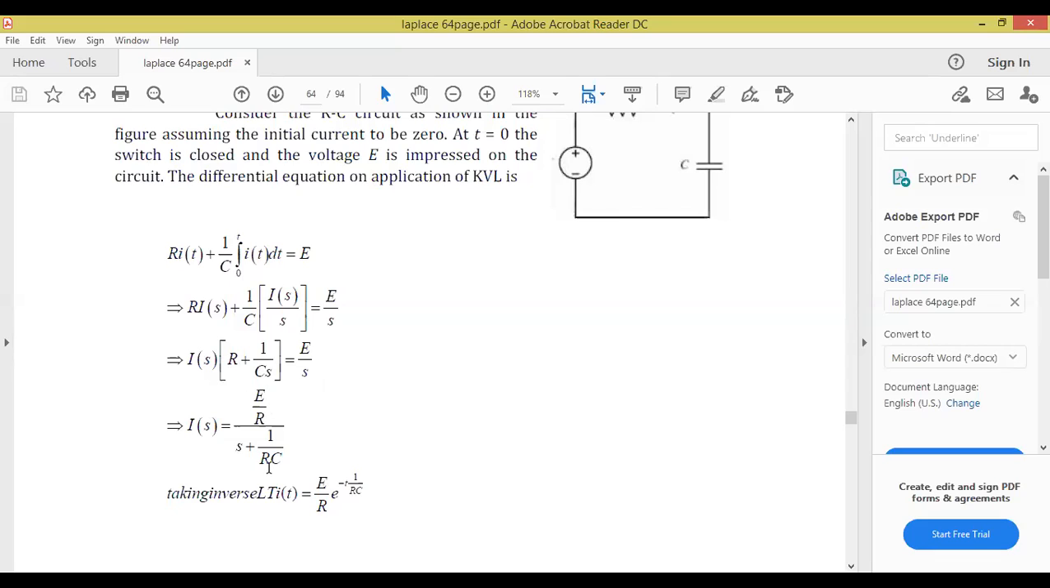Now apply inverse Laplace, because the answer we cannot show in the frequency domain. We must convert the frequency domain to time domain, because the results we require are in time domain. So applying inverse Laplace transform to I of S gives I of t, here you can see, and this E by R is constant. So 1 by S plus A, where 1 by RC is nothing but A. Just now I have shown the formula. 1 by S plus A is nothing but E power minus AT.